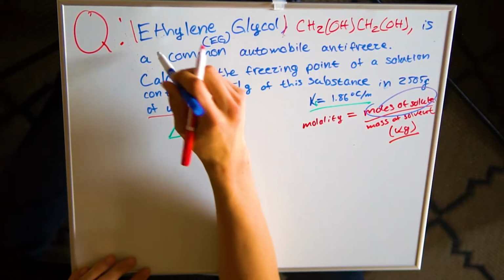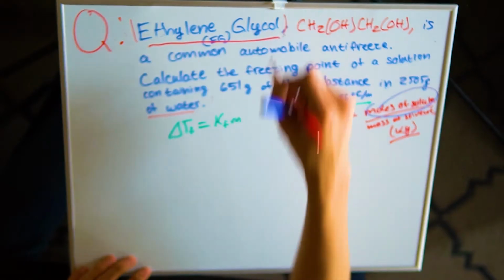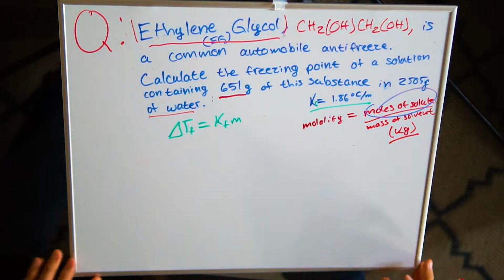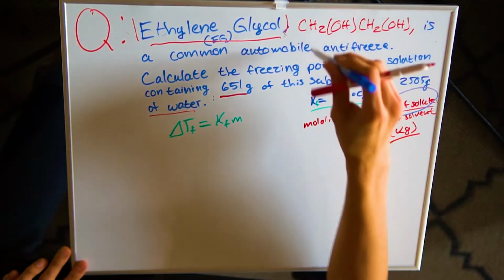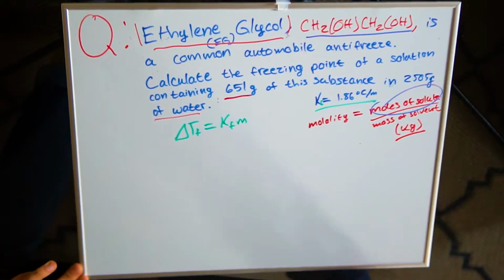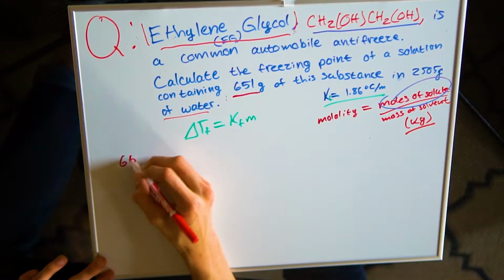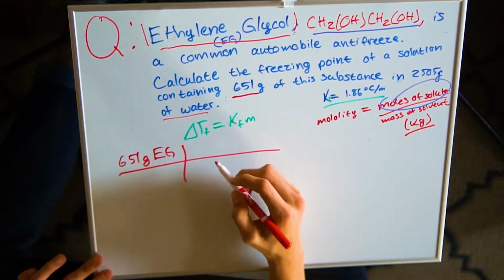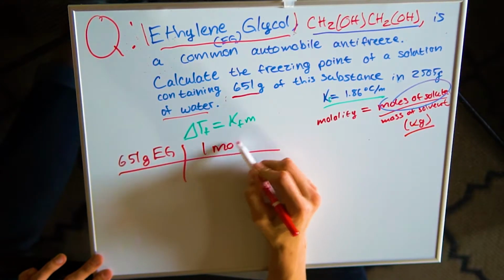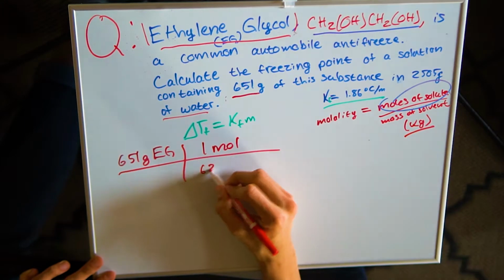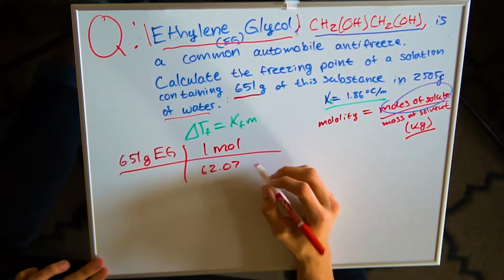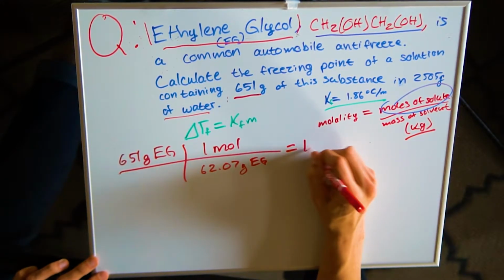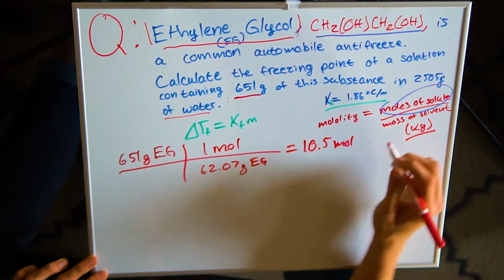So this is our solute, ethylene glycol. We got 651 grams of it. So we have to figure out just how many grams are in 1 mole. And you do that by adding these up on the periodic table, and you'll get 651 grams of ethylene glycol is equal to, we have 1 mole, 62.07 grams ethylene glycol. And that's going to end up giving us 10.5 moles of this.